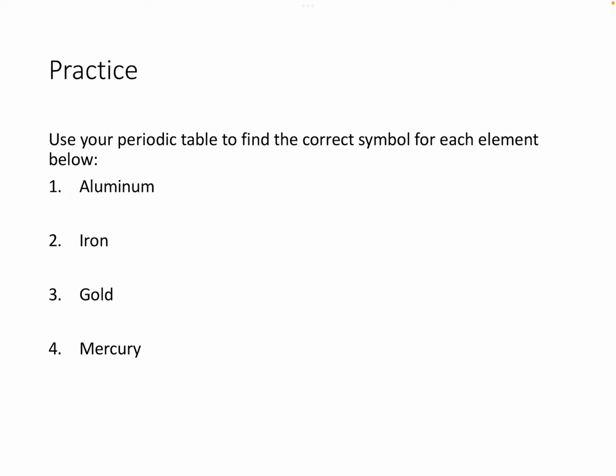Find that periodic table on our website, or you can just pull up any periodic table online and see if you can find the correct symbol for each element below. The first one is aluminum, the second one is iron, the third one is gold, and the fourth one is mercury. So pause the video, see if you can find those symbols, and when you unpause, we'll go over them together and see if you are correct.